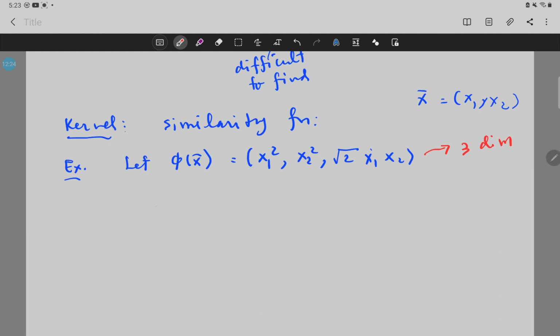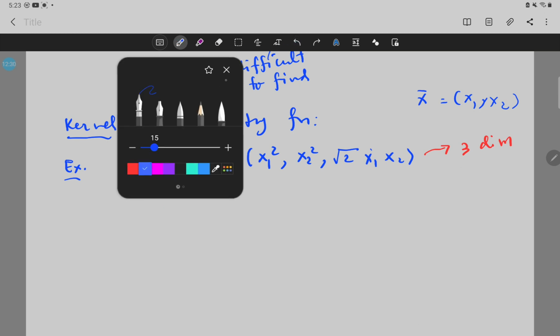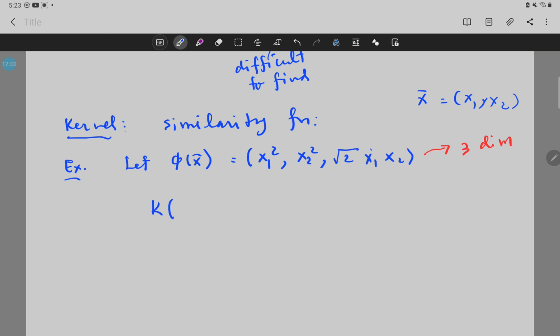A kernel is often defined like this. If we have a kernel of 2 points, say x and z, so these are 2 vector points, the kernel is defined as the inner product of phi of x versus phi of z. So this is like an inner product.